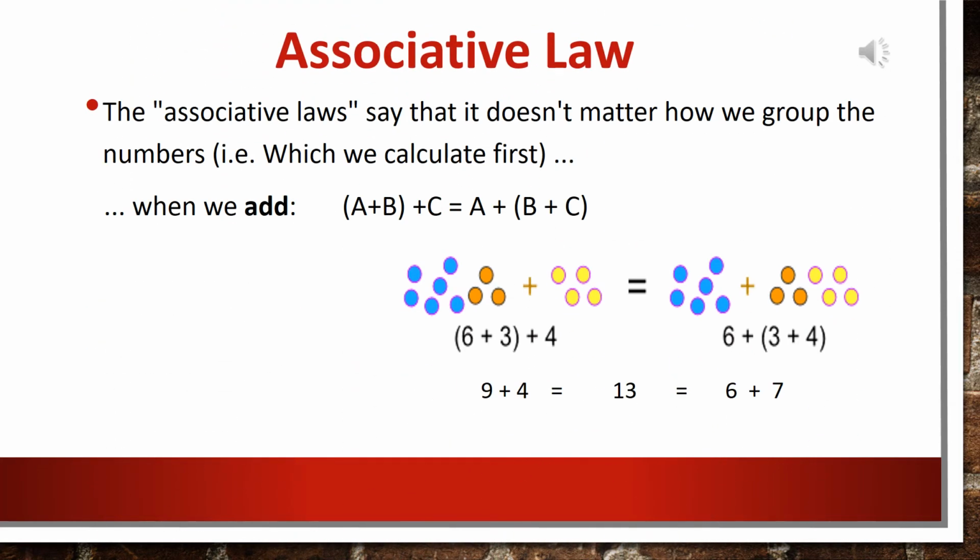In the associative law of addition, the sum of 3 whole numbers remains the same, even if the grouping is changed. Let A, B, and C be 3 whole numbers, then C added to A plus B is equal to A added to B plus C. For example, when we add 4 to the sum of 6 and 3, or we add 6 to the sum of 3 and 4, the final answer will be the same, which is equal to 13.